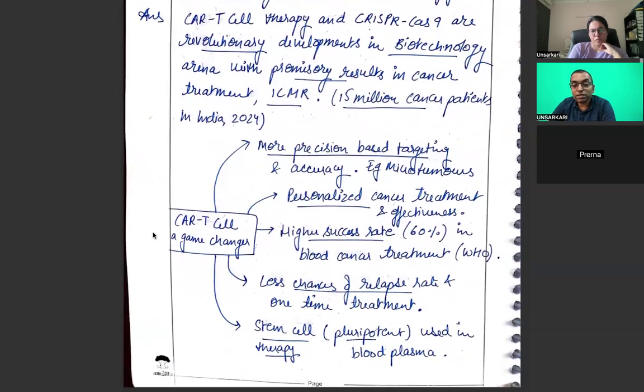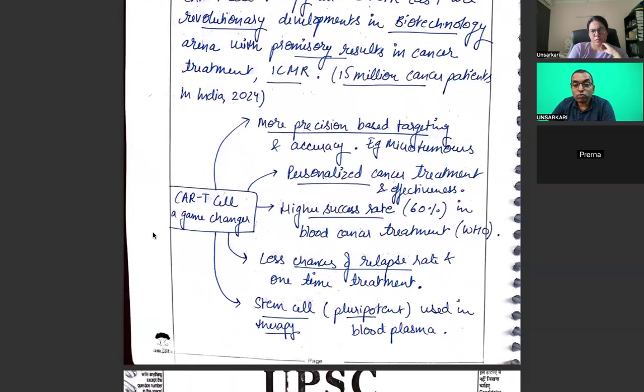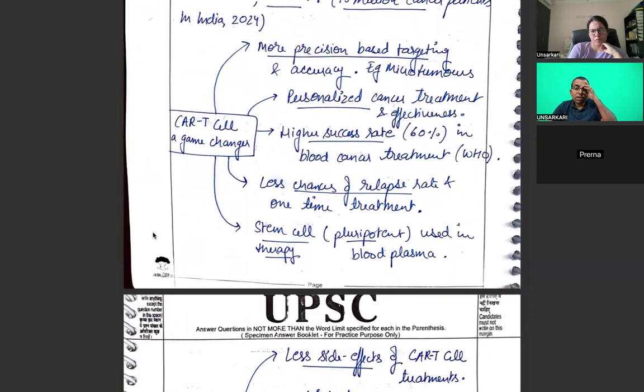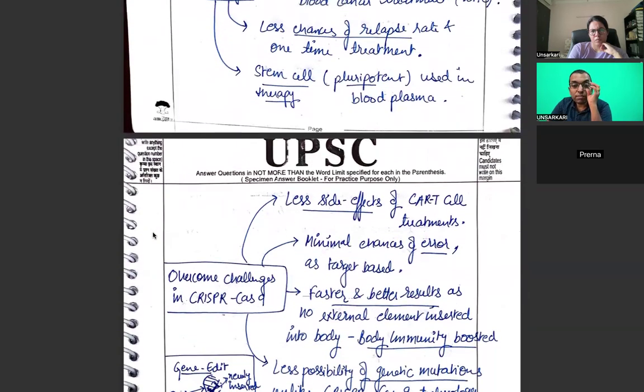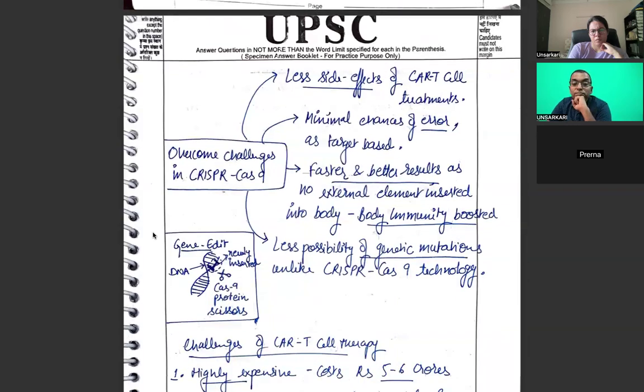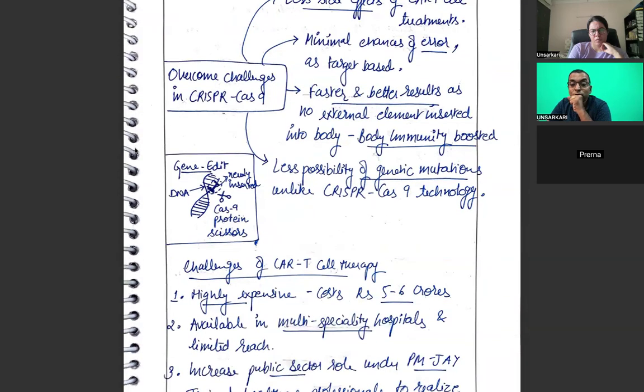More precision based targeting accuracy, microtumors, personalized cancer treatment and effectiveness, higher success rate, 60% in blood cancer treatment, WHO, less chances of relapse rate and one-time treatment, stem cell pluripotent use in therapy and blood plasma. Very good points. Overcome challenges, less side effects of CAR T cell treatments, minimal chances of error as target based, faster and better results, no external elements inserted in body, less possibility of genetic mutations unlike CRISPR-Cas9 technology.